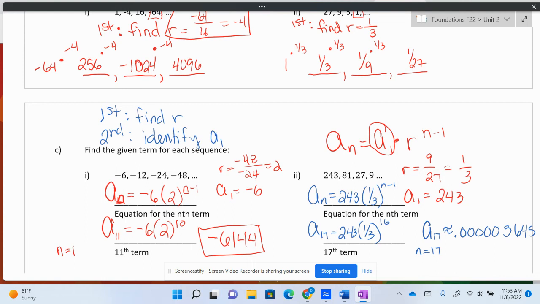Because this is negative, it says take this decimal and move it to the left 6 times. 1, 2, 3, 4, 5, 6. So I have to fill this space with zeros. Yeah, which is exactly what I got on my calculator.